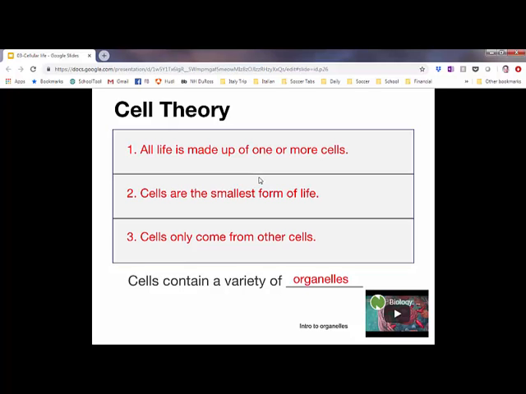And what we're going to do is sort of talk about what they look like, what their function is within the organism, to help us understand how cells actually work.